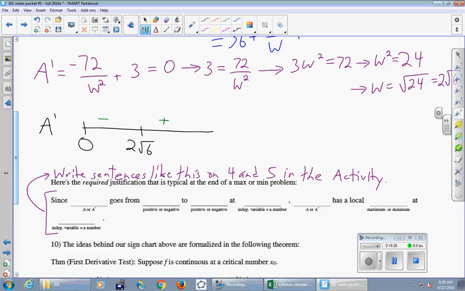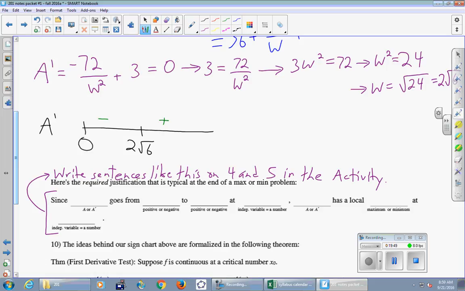Okay, so here's what we know. We know that the slopes of the tangent lines for this area curve I'm envisioning are negative until we get to this 2 root 6 and then positive. So just imagine negative lines like this and then positive lines like this. What kind of a point am I looking at? Is that a max or a min? That is a min. And that's how we know for sure that we've got indeed a local minimum.